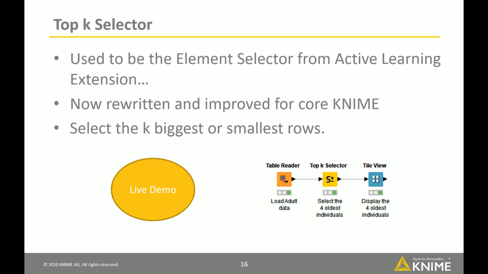And then one last node before I switch over to the demo and show you: the top K selector node. So this used to be the element selector node. It was in our active learning extension, but we pulled it out of there because it's so useful for everybody. We have rewritten it to improve the performance and put it in the core KNIME nodes. So what this is going to do is basically combine the functions of 2 different nodes, the sorter and the row filter, so that you can do it all at once.